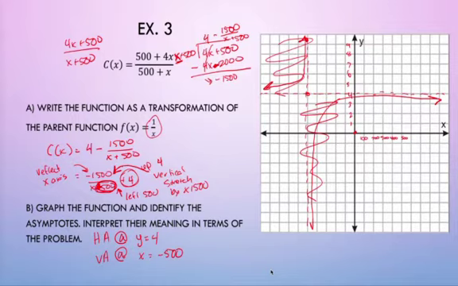So the horizontal asymptote is going to be the concentration of the solution that the concentration approaches as we add more and more of this 4 molar solution. So as the amount of solution added gets infinitely large, the concentration of the solution approaches 4.